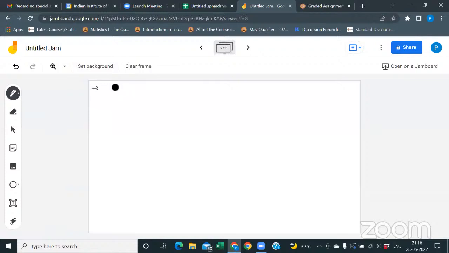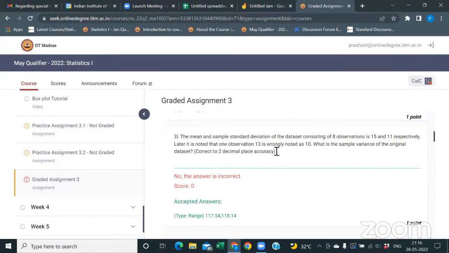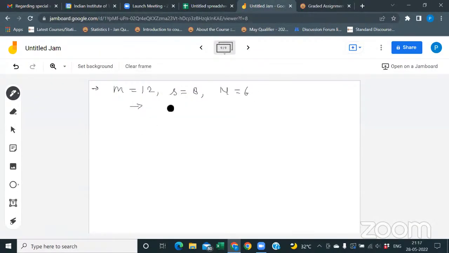So just tell me, what is your mean given? Mean is 12. What is the sample standard deviation? 8. And the number of observations is 6. So we can take the data as x1, x2, x3, x4, x5, and 14. First tell me, there is a statement like wrongly noted. 19 is wrongly noted as 14. Means your wrong observation is 14 and your correct observation is 19, right? Yes, sir.